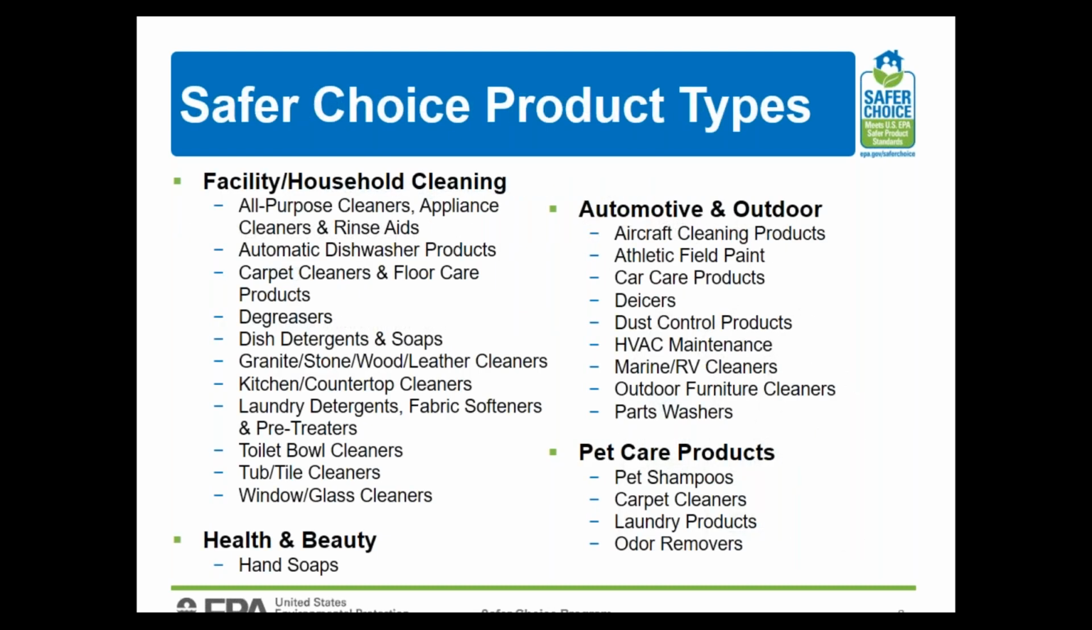So we have a huge variety of product types in different sectors that we've approved. The one that would stand out most would be what you'd expect, and that's the household cleaners, or all-purpose cleaners, dish detergents, glass cleaners. But we also get into hand soaps and health and beauty. We've just recently certified our first pet shampoo and pet care products.